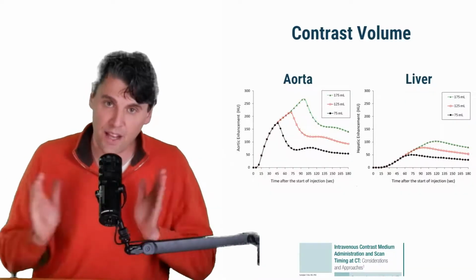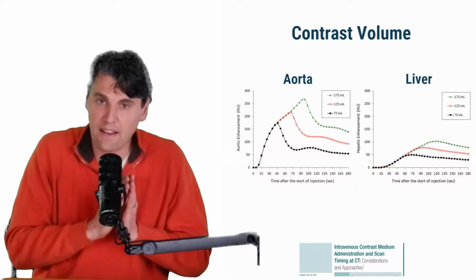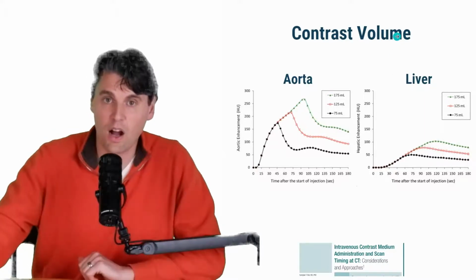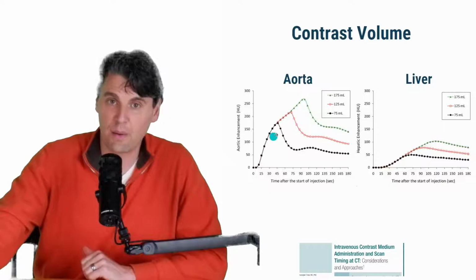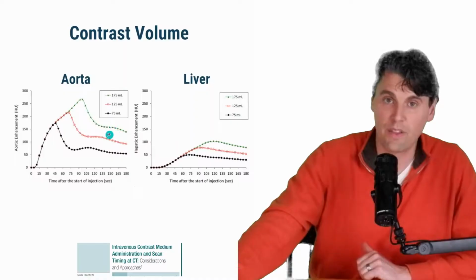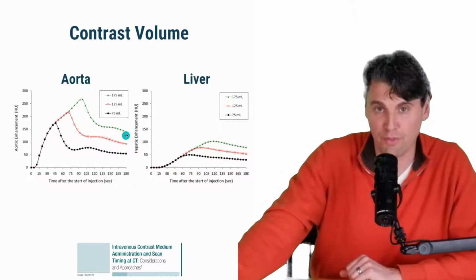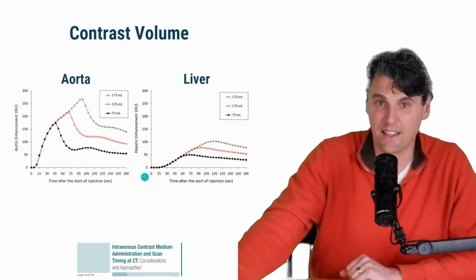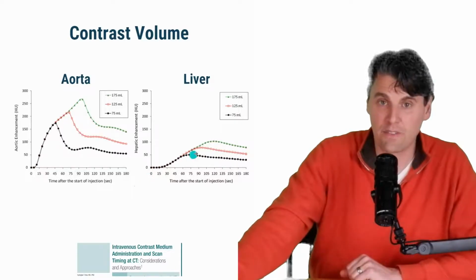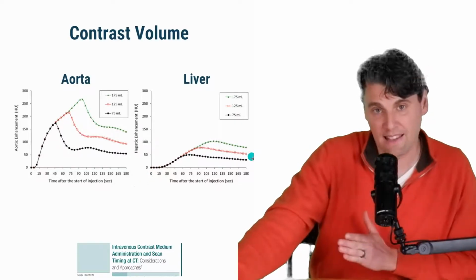So if we end up injecting for longer, we're actually going to end up stretching out our curve, and we're actually going to make our curve higher because we're injecting longer. There's going to be more contrast injected, so the curve is going to have a higher magnitude for the contrast enhancement as we end up using a larger volume of contrast. This is, again, the same in the liver, but is not as dramatic in the liver.